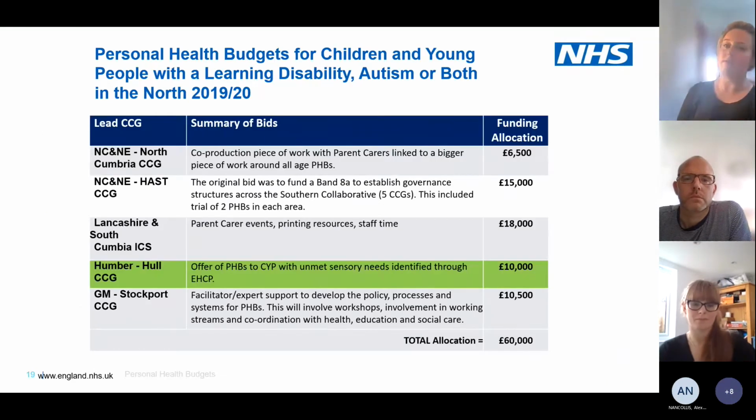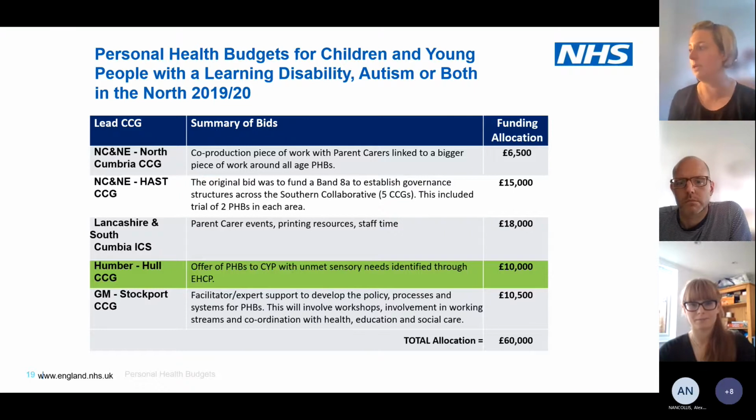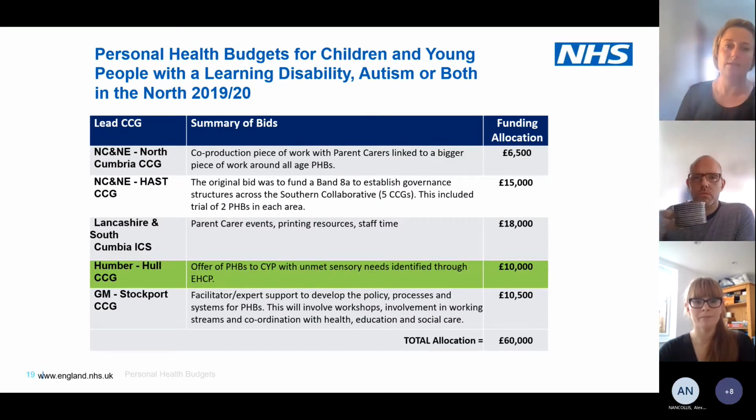So some funding was also made available in the North to support personalised care and personal health budgets for children and young people with a learning disability, autism or both. And as part of this funding, Hull received £10,000 to offer PHBs to children and young people with unmet sensory needs identified through the HCP process. So the next slide, please.